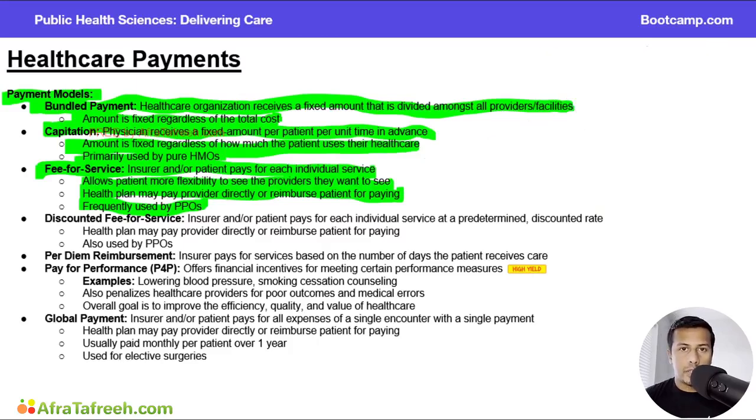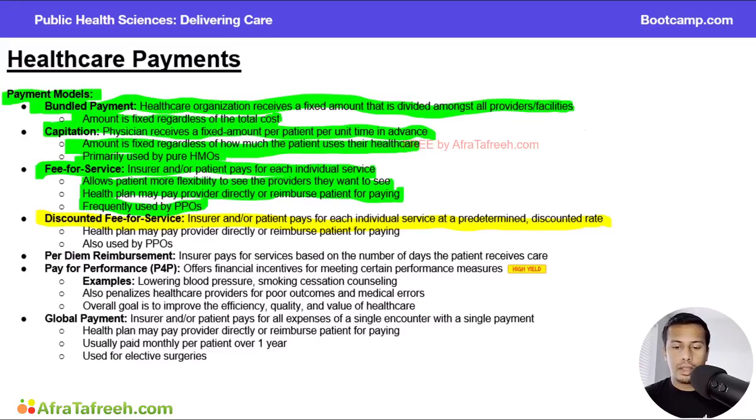The next payment model we're going to talk about here is discounted fee for service. What discounted fee for service is that the insurer and or the patient pays for each individual service at a predetermined discounted rate. So it is similar to fee for service, but it is discounted. Thus the name discounted fee for service. You're paying for each individual service at a predetermined and discounted rate.